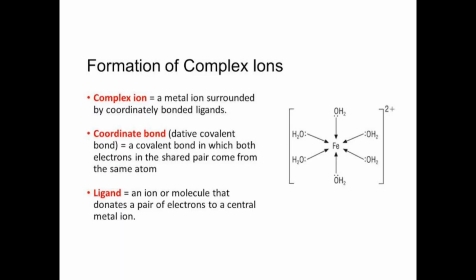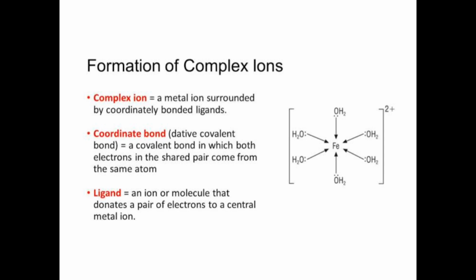Okay, so you can get more. And then of course, like I've said, a coordinate covalent bond is used in forming complexes. What is a complex ion? A complex ion contains a metal ion surrounded by coordinately bonded ligands. A complex ion is a metal ion surrounded by coordinately bonded ligands. A coordinate bond is a covalent bond in which both electrons in the shared pair come from the same atom.